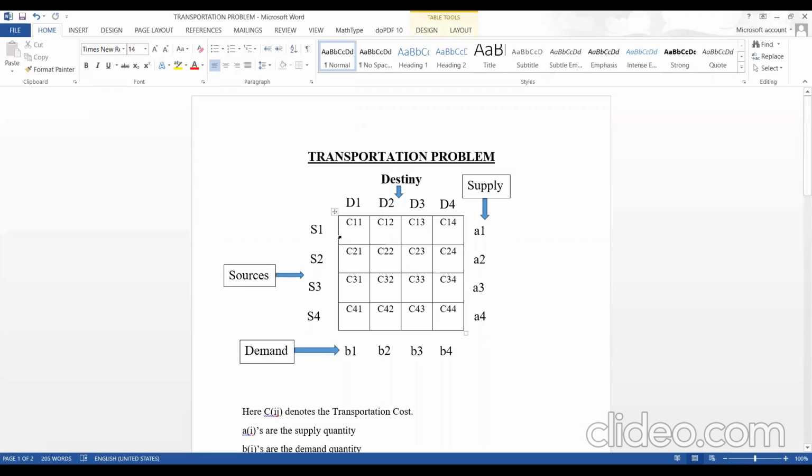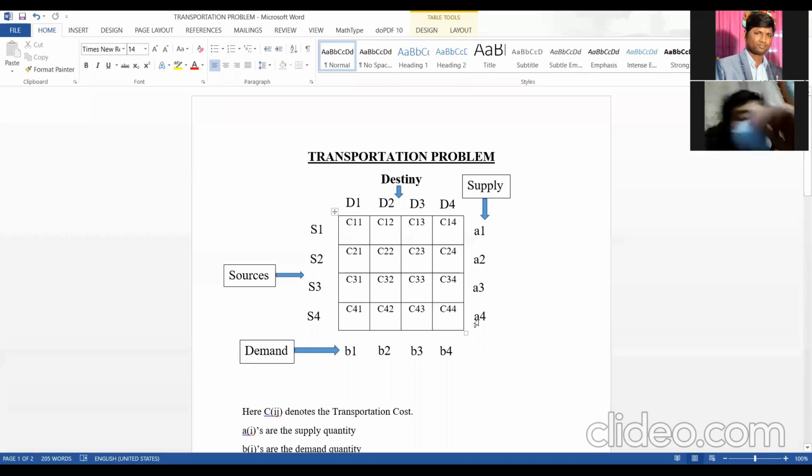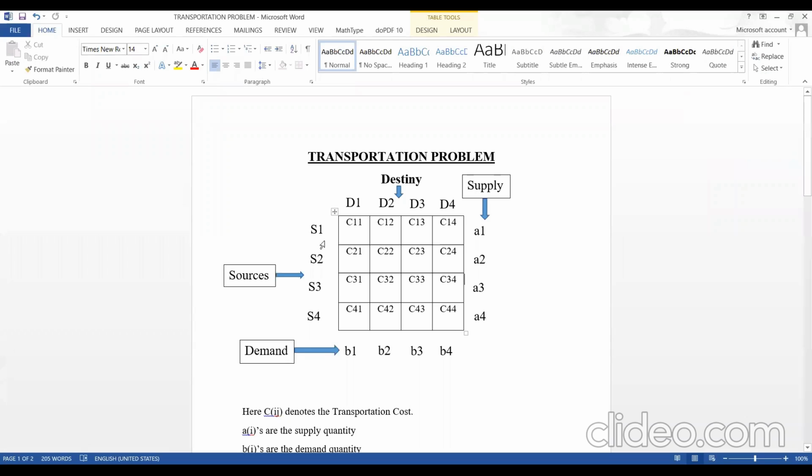Now see here, S1, S2, S3, S4 are sources. Sources means from where you can transport your manufactured goods. So these are S1, S2, S3, S4, your transportation sources from where you can transport your manufactured items to different places.